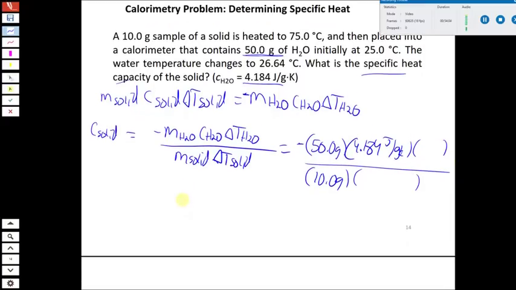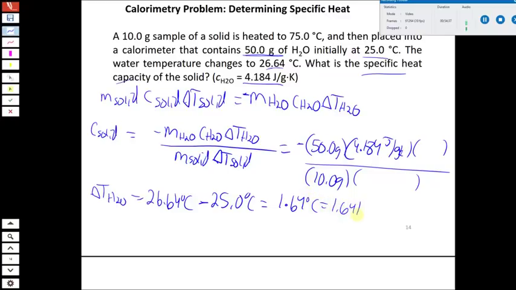So if we think about the delta T's, we said that the delta T for water is final minus initial. So we said that the temperature of the water changes to 26.64, so that's our final temperature. The initial temperature of the water was 25, which means the change in temperature is 1.64 degrees Celsius or 1.64 Kelvin. Remember that the change in temperature can be written either way. All right, so that's our delta T for water is 1.64 Kelvin.